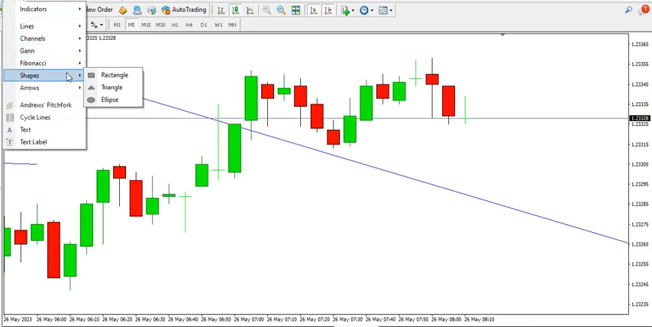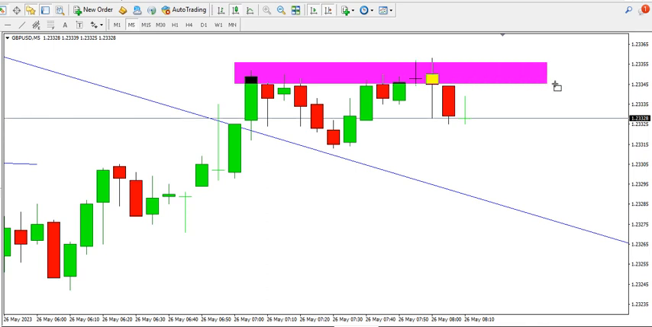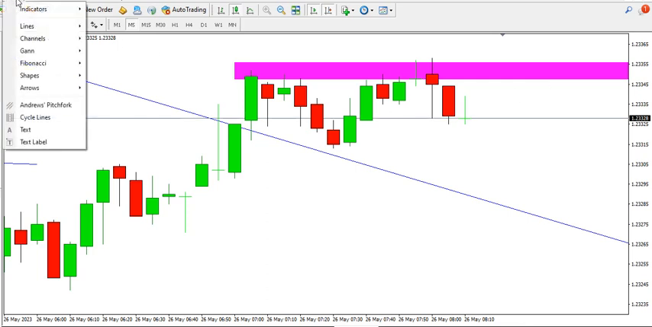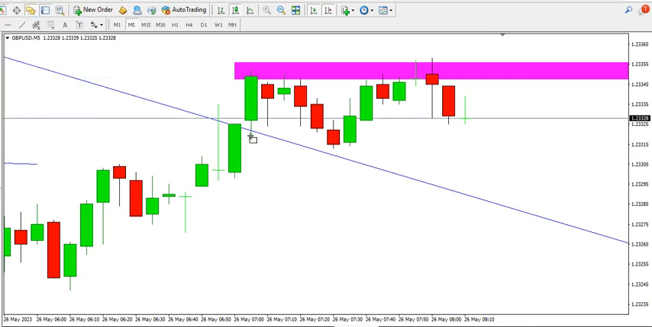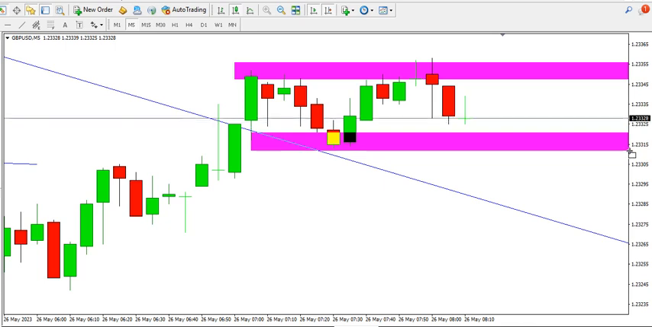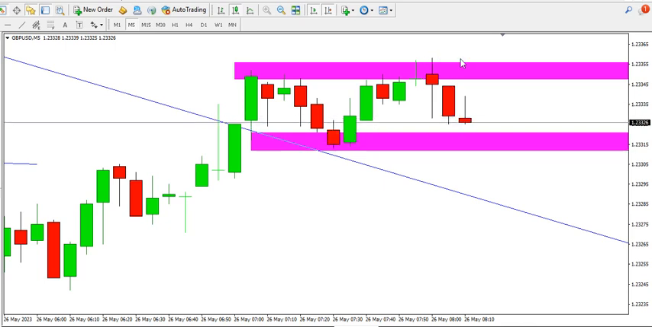For now, on the 5 minute time frame, you can see that price is ranging. Our range top is at the 1.23355 area, while the range bottom is at the 1.23315 area. So traders should look out for either a breakout to the top side or a breakout to the downside.